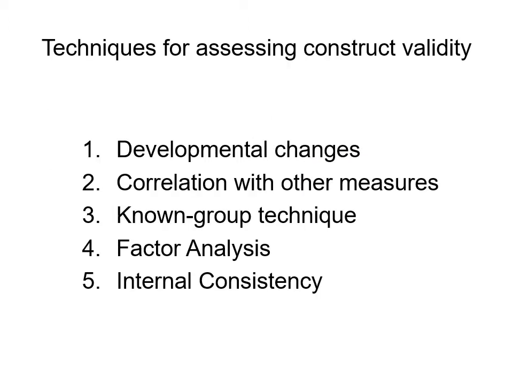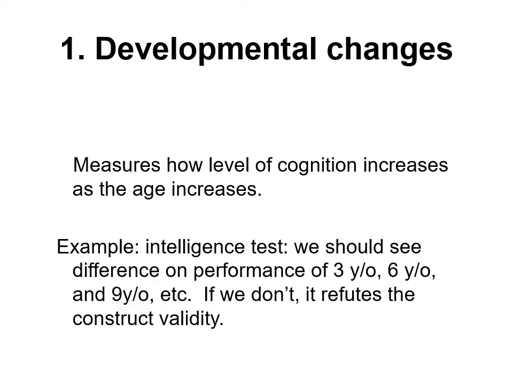Okay, now let's talk about some of the techniques for assessing construct validity. These are the 5 methods: developmental changes, correlation with other methods, known groups technique, factor analysis, and number 5, internal consistency.